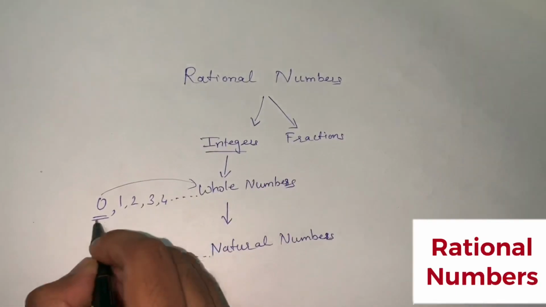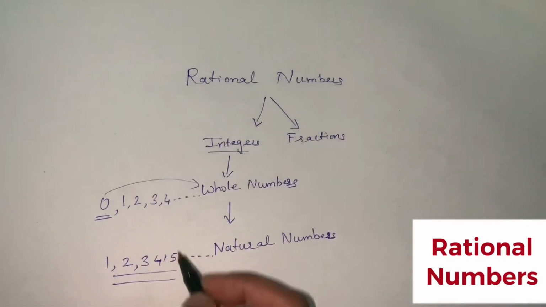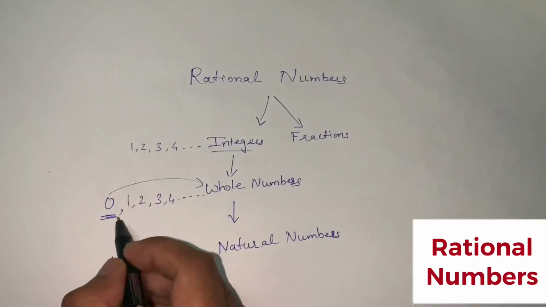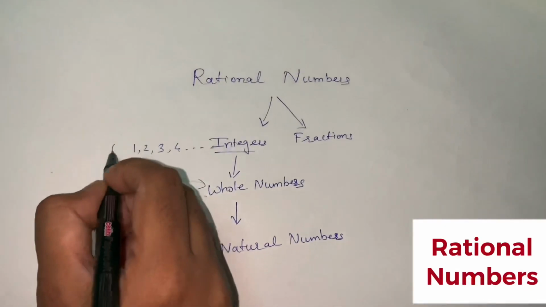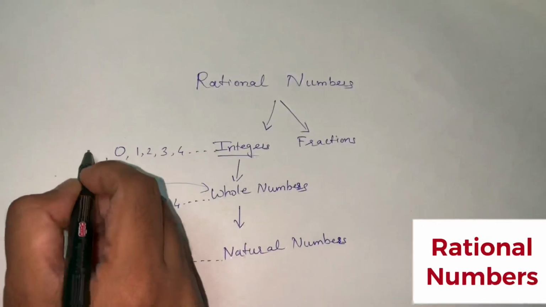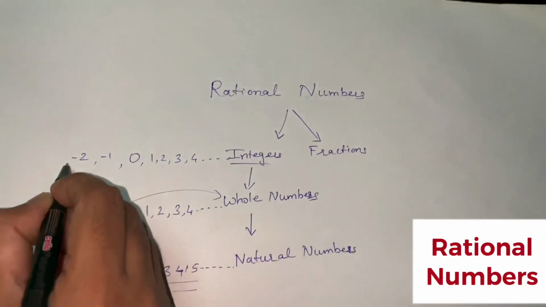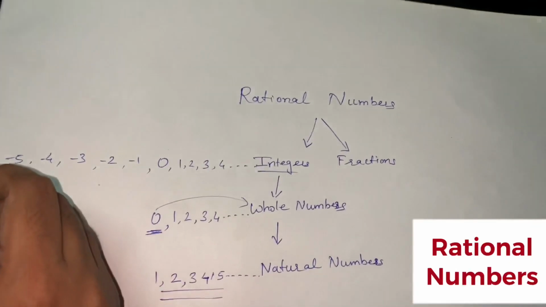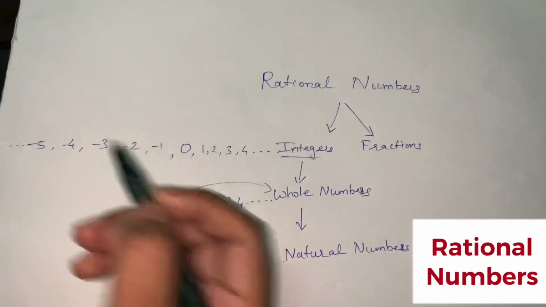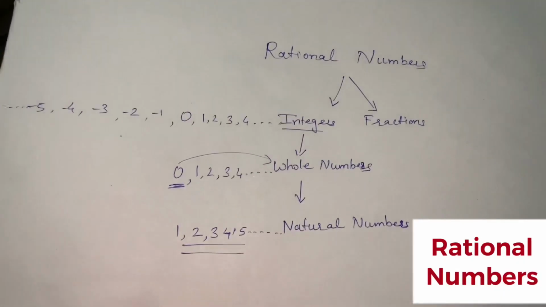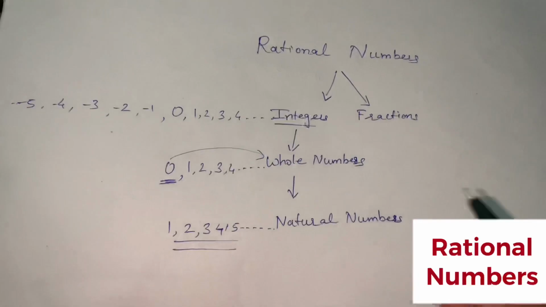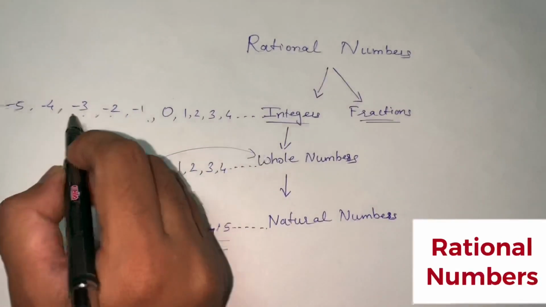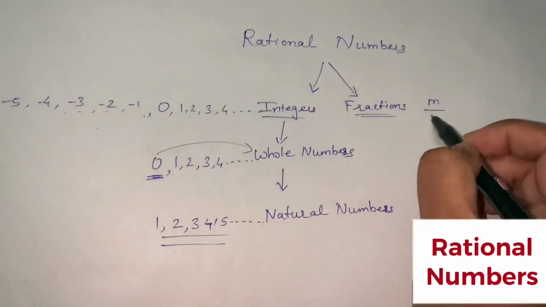Integers, in integers we have the same natural numbers known as the positive integers, so 1, 2, 3, 4 and so on, plus the 0 and the negative integers like -1, -2, -3, -4 and so on. So you can see in integers there are infinite numbers from both the sides. From one side they are increasing positive numbers, and from the other side they are decreasing negative numbers.